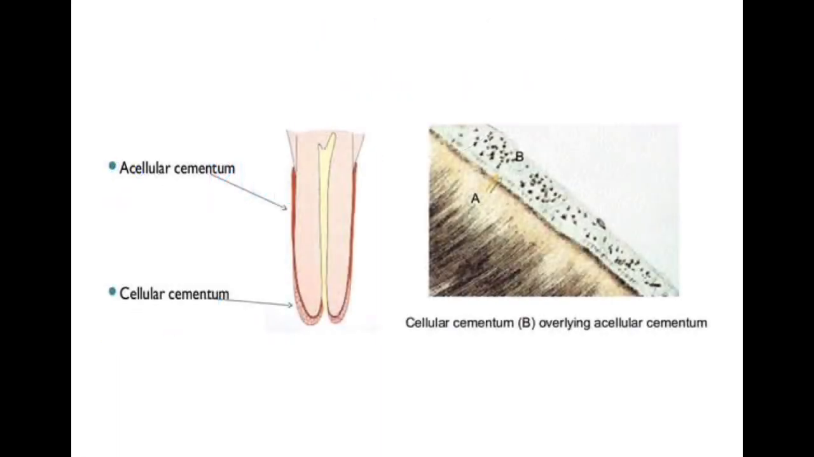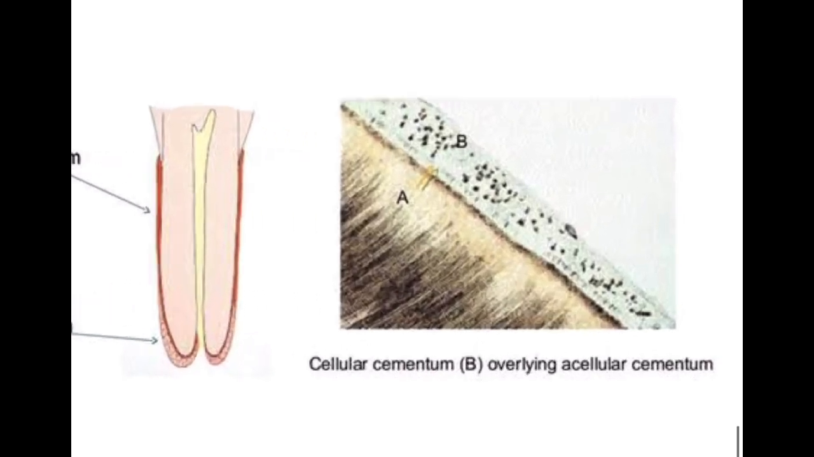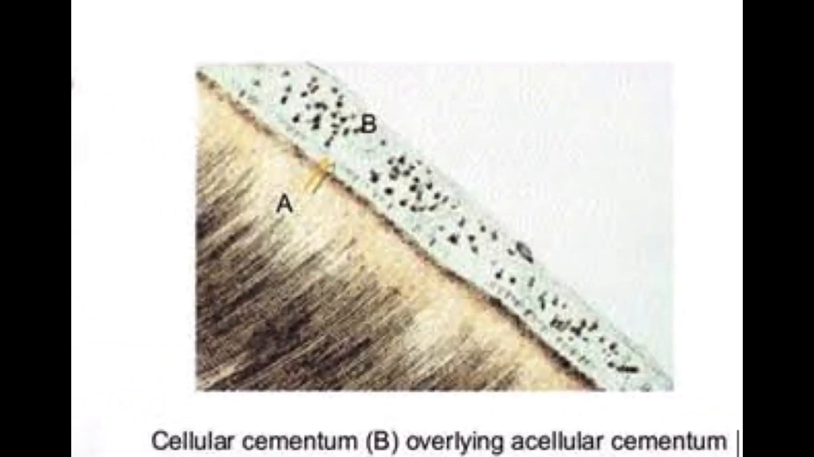So in this diagram, we can see that the incremental lines of Salter are more abundantly present in cellular cementum versus acellular cementum. These are the incremental lines, right? So these are present in more abundance in cellular cementum as compared to acellular cementum.